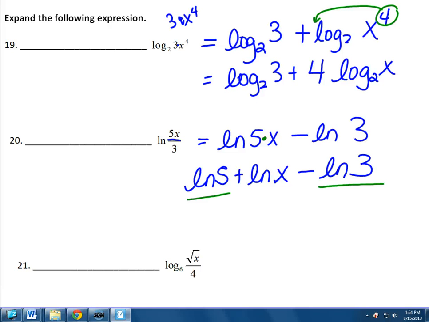The log base 6 of the square root of x divided by 4. First of all, I would take the division and I would make it log base 6 of square root of x minus log base 6 of 4.